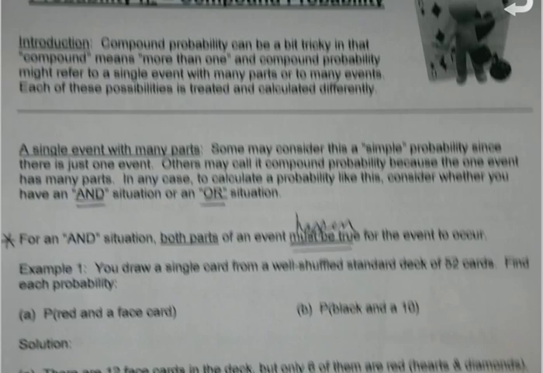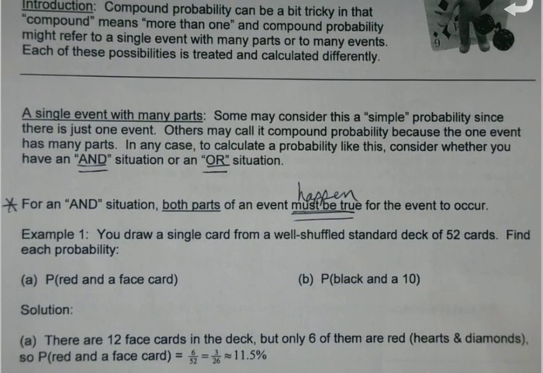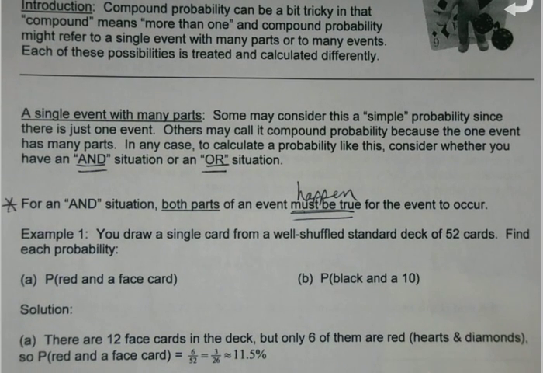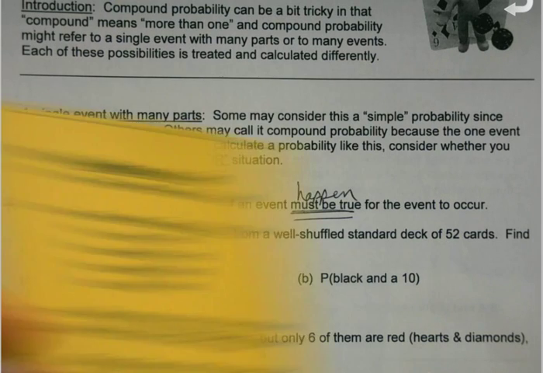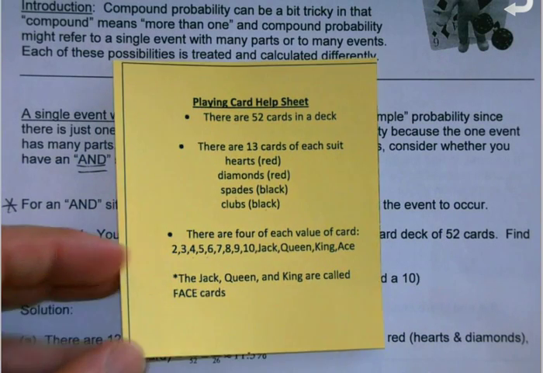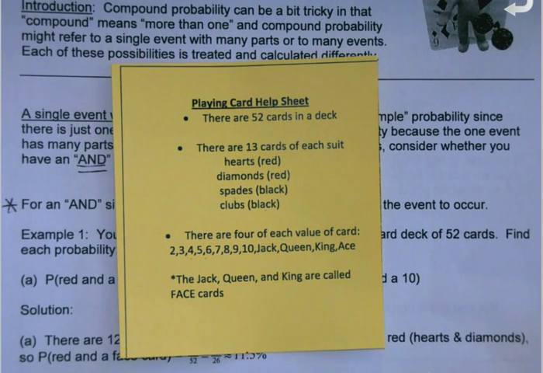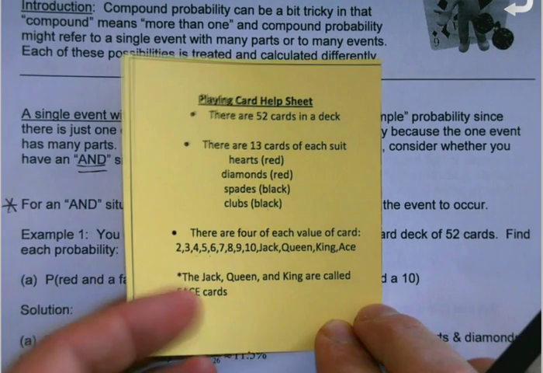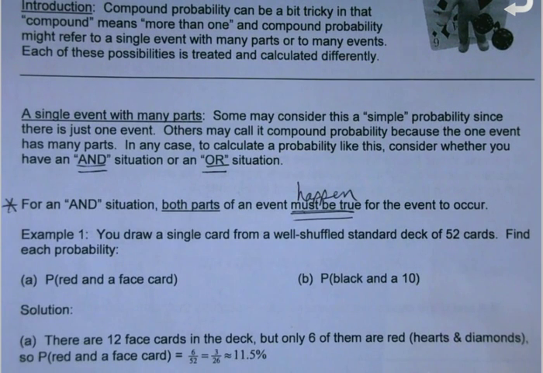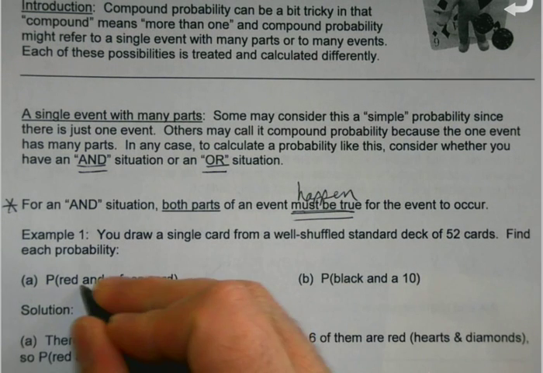So for example 1, we're going to draw a single card from a well-shuffled standard deck of 52 cards. Again, if you weren't here yesterday, look over in front of the folders. There's a help sheet there for those of you who haven't had a lot of experience with playing cards. We'll refer to this a few times today. Find each probability. The probability of a red and a face card. Two separate things that we're putting together.